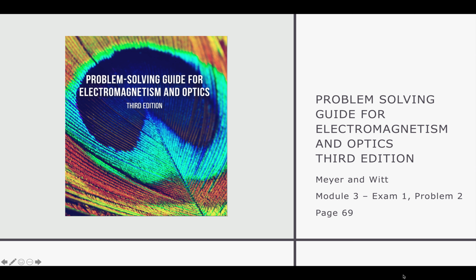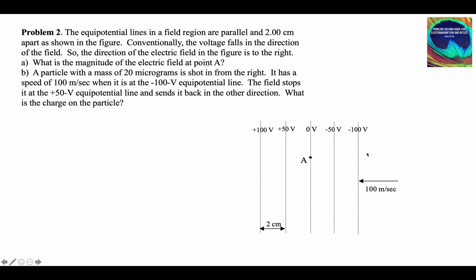This is a walkthrough of Problem 2 on Exam 1 of Module 3, which can be found on page 69 in the book Problem Solving Guide for Electromagnetism and Optics. Problem 2 is, the equipotential lines in a field region are parallel. Here they are, these dashed vertical lines.